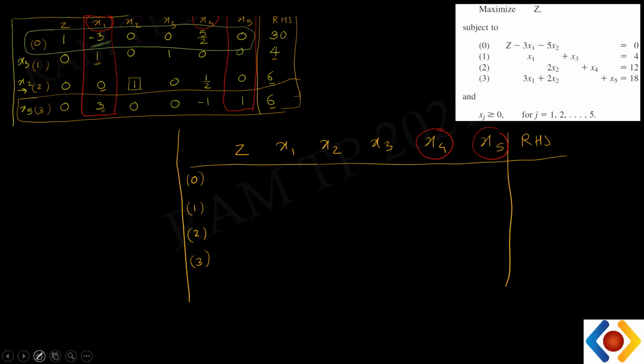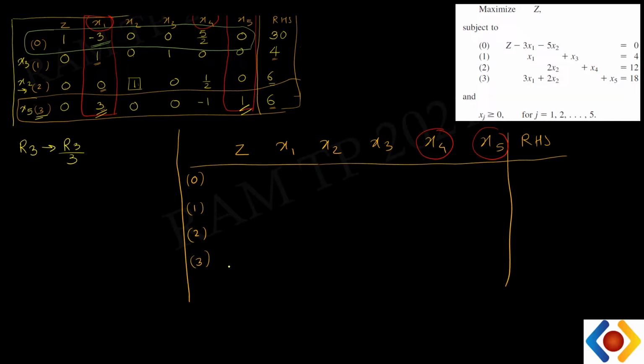We have to make this one. Divide by 3. So the transformation is R3 equals R3 divided by 3, right? That's R3, we have to divide. So let's fill that row first.